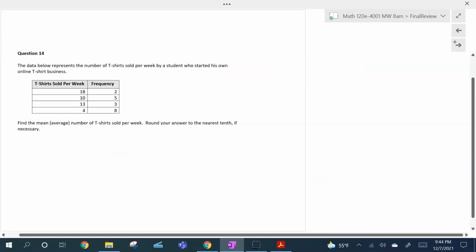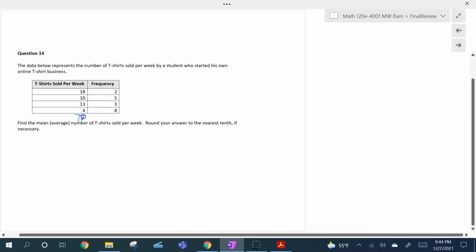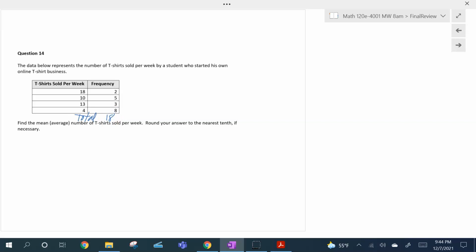14. Find the mean number of t-shirts sold. So it looks like we've got total numbers here. If I add 2, 5, 3 plus 8, it looks like there's 18 total numbers here. So this mean will be 2 times there was 18 t-shirts sold. So I got 18 plus 18, in other words 18 times 2.